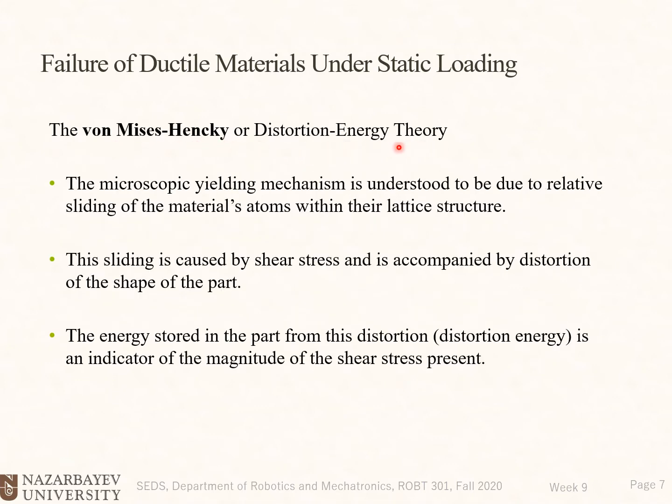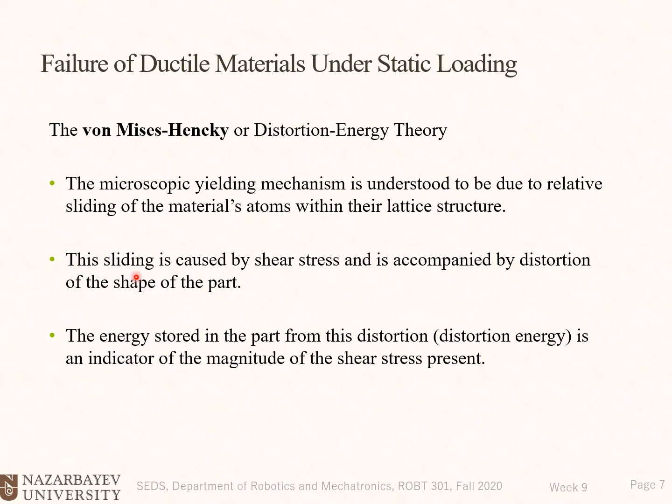The von Mises or distortion energy theory. The microscopic yielding mechanism is understood to be due to the relative sliding of the material's atoms within their lattice structure. So again, just look at the overall picture: we are discussing ductile material first. We'll go later to the brittle materials, but for now we are developing theories for only ductile materials, and the load is static. Based on much empirical data and experiments before, they found that the mechanism which supports yielding is mostly because of the sliding of the material's atoms.